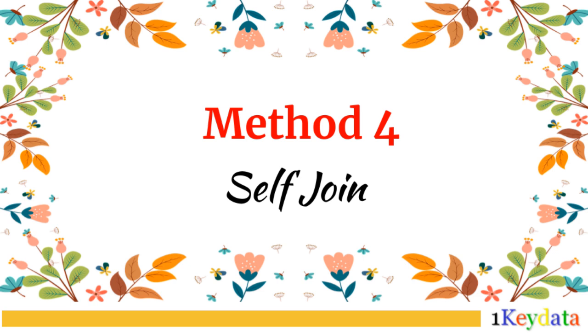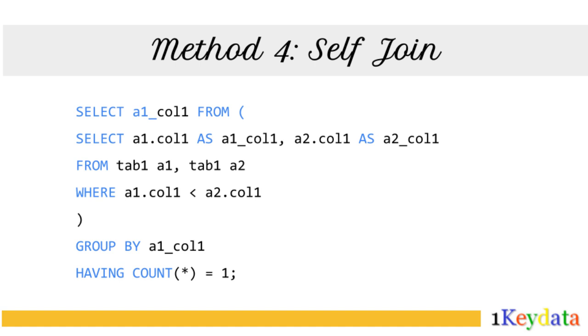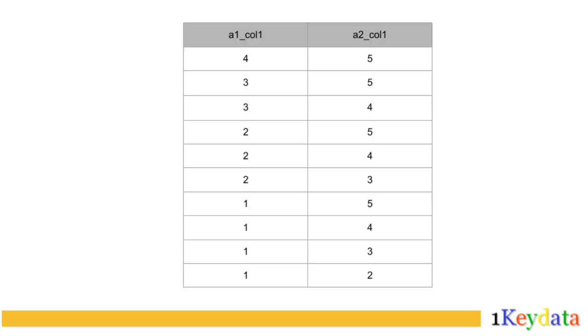The fourth approach is using a self-join. Here is the code. The idea is that you join the table to itself, and you list out all value pairs subject to the constraint that the value from the first table must be less than the value from the second table. The result of this is that the largest number will not show up in the result set.